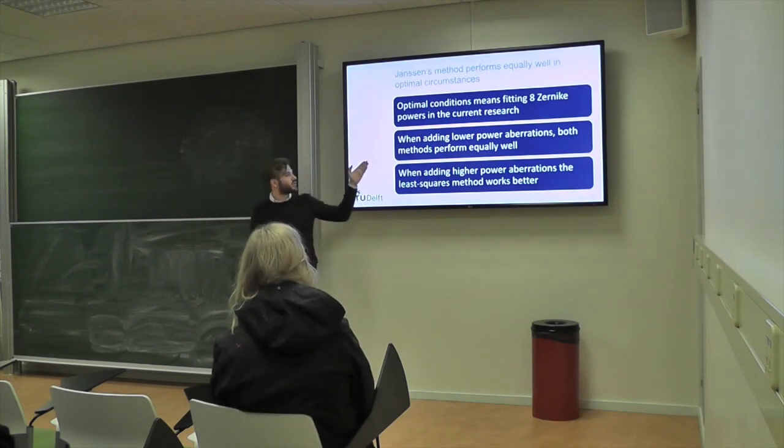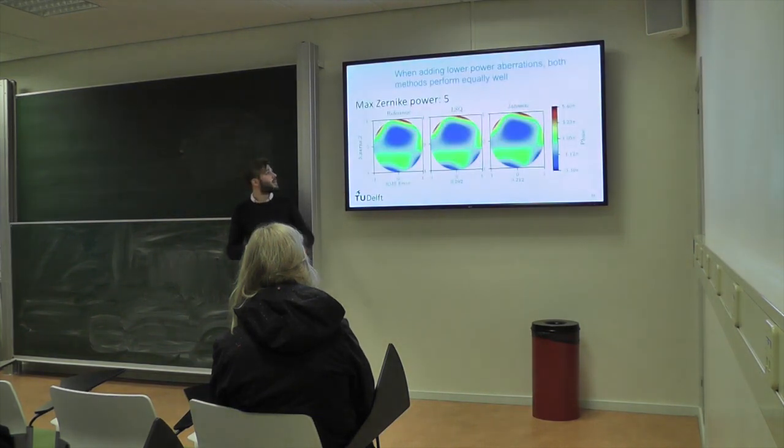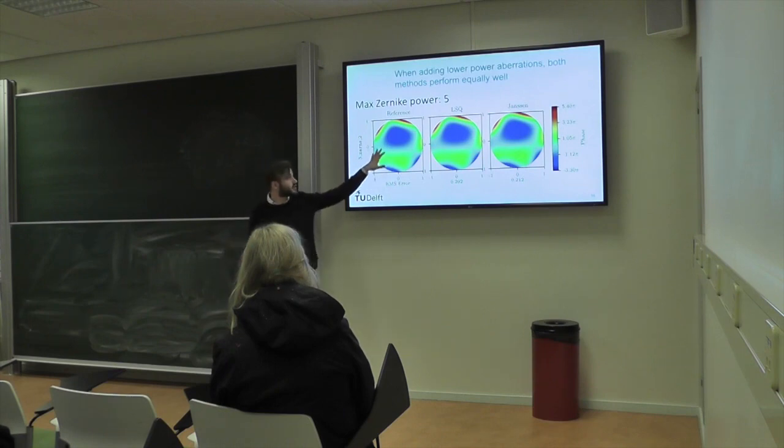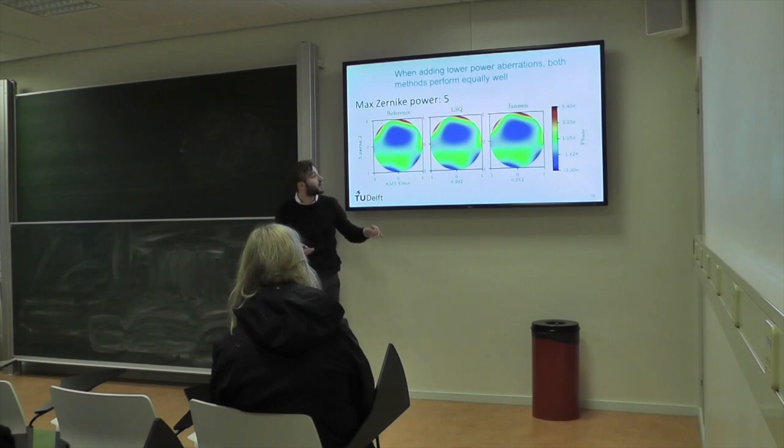First of all, I will show you that when we're adding lower power aberrations, both methods perform equally well. And afterwards, I will show you that when adding higher power aberrations, the least squares method works better. This is another typical experiment that I've done, and this phase pattern is generated with a maximum of 5 Zernike powers. We can see that the reference, the least squares method, and Jansen's method all look very similar visually. This is also seen in the RMS error. Actually, personally, I cannot see any visual difference. The only thing I know is that the RMS error is slightly lower for the least squares method.